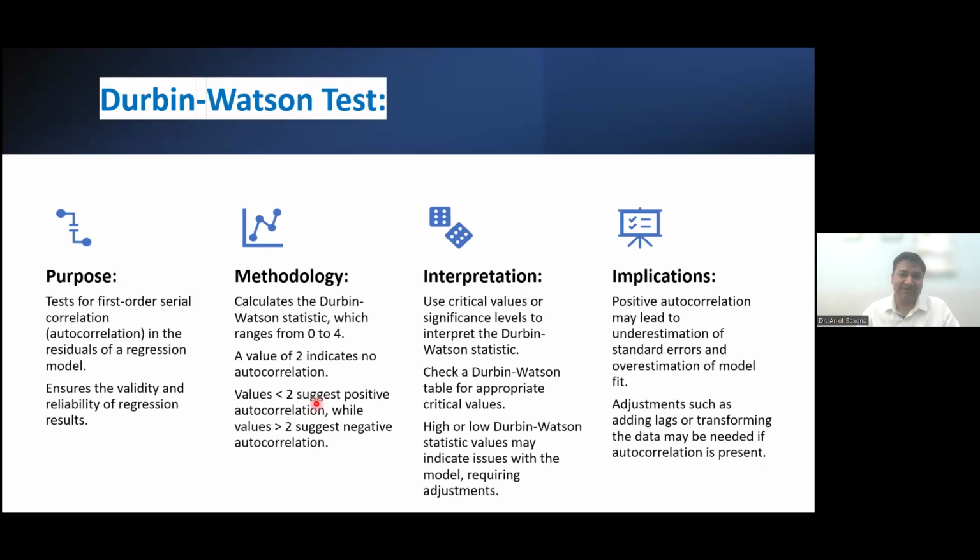So, which basically captures the issue of serial correlation. We are testing our data to see whether our residuals are correlated. These are the assumptions of regression. Normally, we ignore this part.